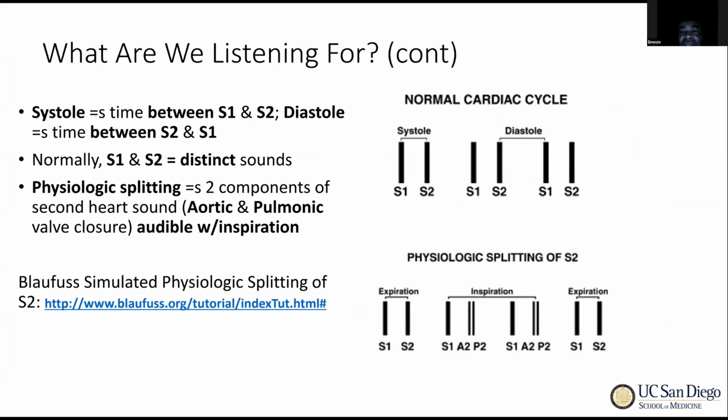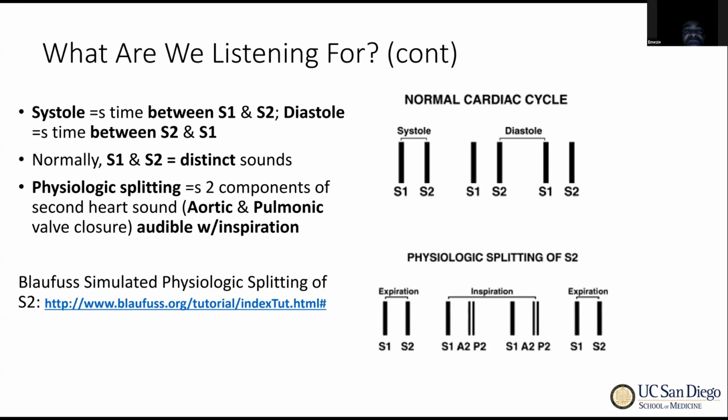And these are the sounds that we have. We have the S1, we have the S2, lob dub, lob dub. So the S1 corresponds to when the tricuspid and the mitral valves are closing. The S2 corresponds to when the aortic and pulmonic valves are closing. Aortic and pulmonic valve closure.